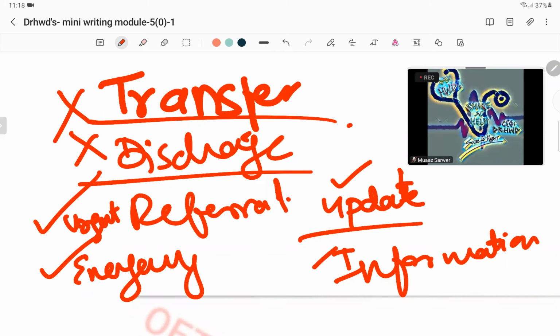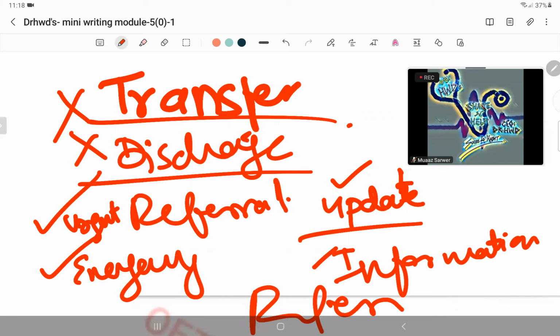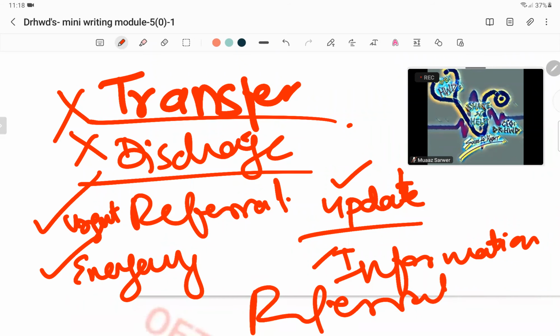But then again, essentially all the letters are what? All of the letters are referral letters, right? All the letters in itself are referral letters. All of them are referral letters, okay? So that is very, very important.